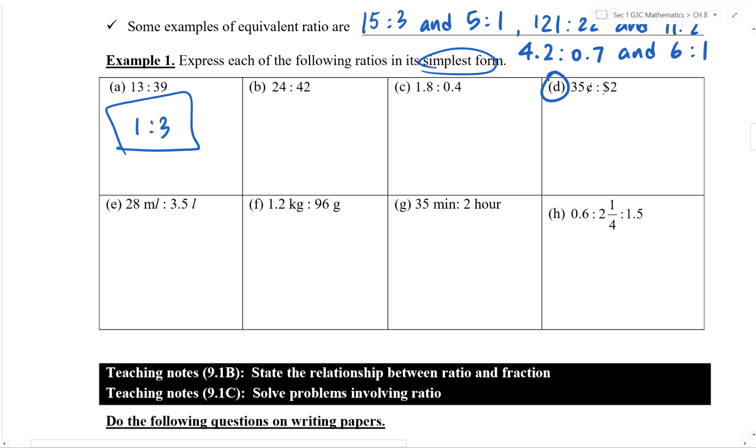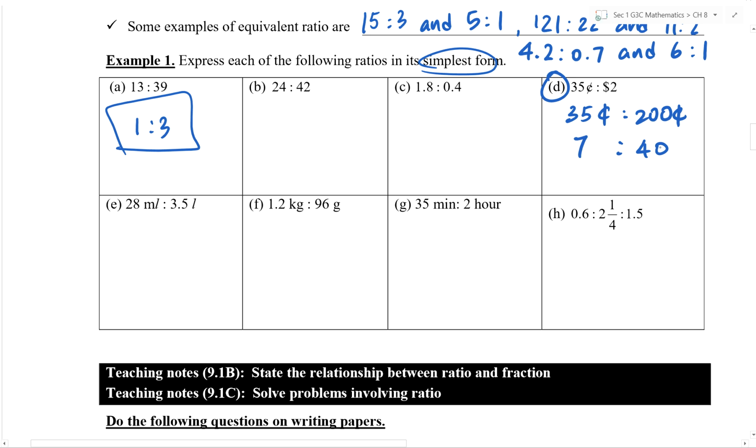So this is a case where these two quantities, although they are money, have different units. So we have to change one of them to the same unit as the other. Now generally, I think students would prefer to change this $2 into cents. So 35 cents is to 200 cents. From here on, we simplify, we divide by 5 on both sides. We get 7 is to 40. Note that in the final answer, we have dropped the unit. We don't have to write cents anymore since they have the same units.